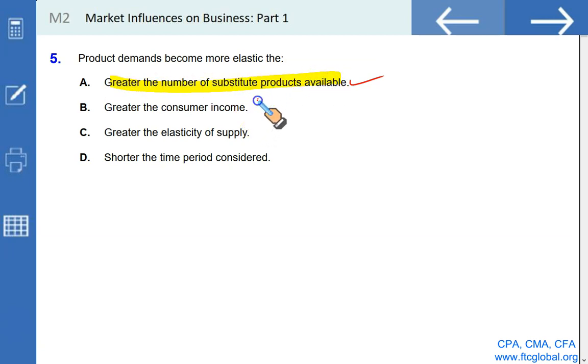Greater consumer income. No, consumer income doesn't affect the demand elasticity. Greater the supply, elastic supply, totally incorrect. Elastic supply is unrelated. Shorter the time period is considered wrong. Product demand is more elastic the longer the time period, because during that long period of time, more choices would become available.